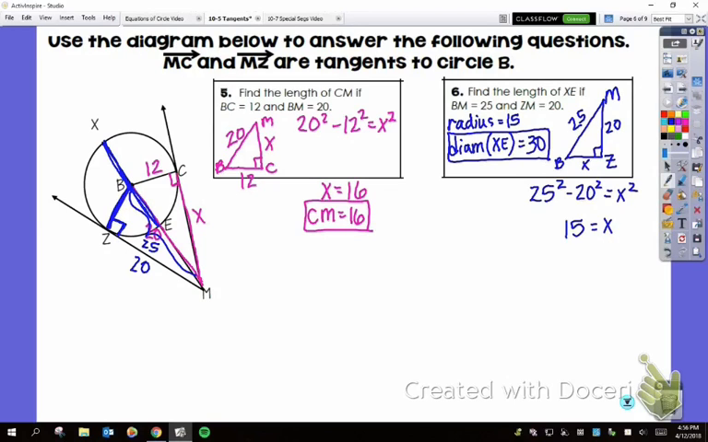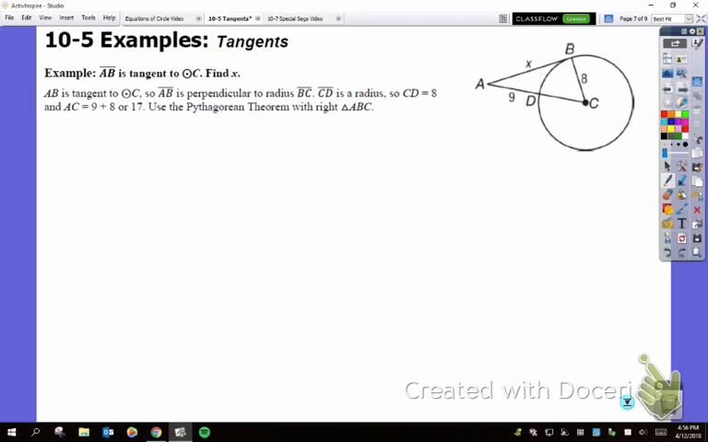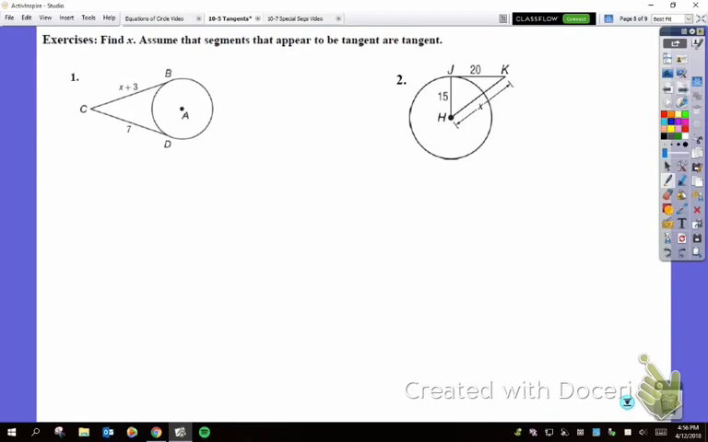So those are our main examples. I want to go through just a couple more with you here real quick. These are similar to what we were just talking about, but they're just set up a little bit differently. On these first ones, we are assuming that the segments that appear to be tangent are tangent. So if we look here, we see that BC is tangent and CD is tangent, which means we know that they're equal. Which would just mean that we have x plus 3 equals 7. And so to get x, all you would have to do is subtract to get x equals 4. So just don't make those more complicated than they have to be.